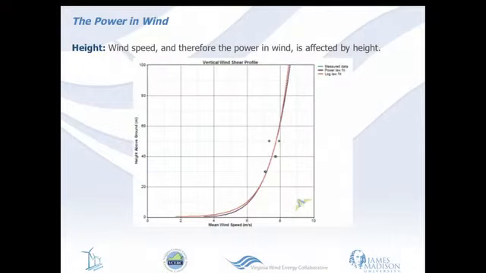And another important factor to consider with wind is that wind speed, and therefore the power in wind, is affected by height above ground level. This is a graph taken with, we put up meteorological towers through our anemometer loan program, and this graph was made with data from a 50-meter Met tower out in Tangier Island on the Chesapeake Bay.